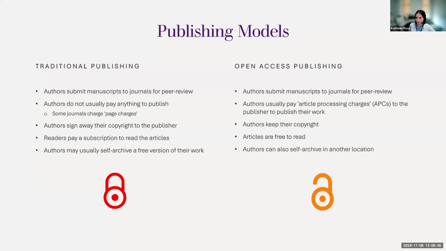And then the other type of publishing is open access publishing, and this can come in a few flavors. So in this model, the authors still submit manuscripts to journals for peer review, but the articles will be freely available to read with no subscription. So instead of charging the readers to read the articles, the journals charge the authors to publish them. And these fees are usually called article processing charges or APCs. But authors get to keep their copyright. And of course, they can also self-archive a free version in another location if they wish.